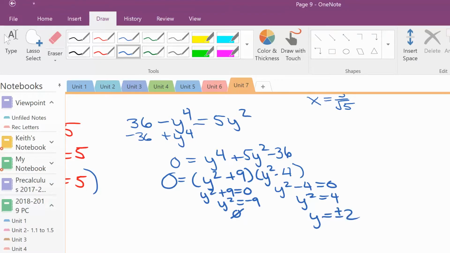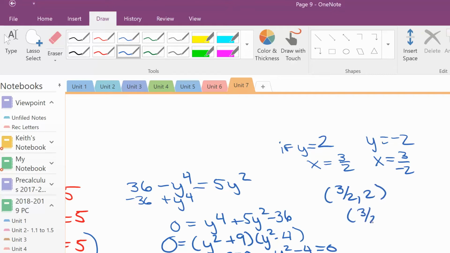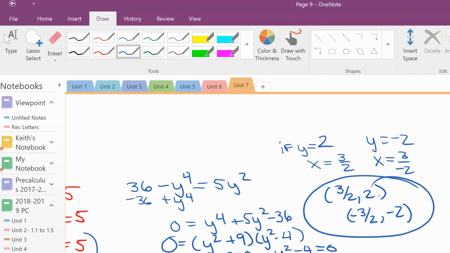So coming back up here, if y equals 2, then x equals 3 halves. And if y equals negative 2, then x equals 3 over negative 2, which is negative 3 halves. So it's 3 halves, 2, and negative 3 halves, negative 2. Those are your two answers.